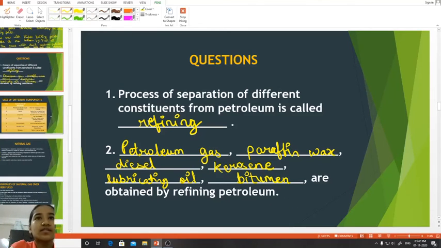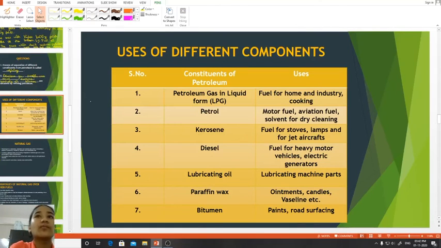Here's a table representing the uses of the different components that we obtain. First is petroleum gas, that is LPG. The full form of LPG is liquefied petroleum gas. Remember that this liquefied petroleum gas is actually in gas state, but it is compressed into liquid and kept in cylinders. It is used as fuel for home and industry, in cooking.